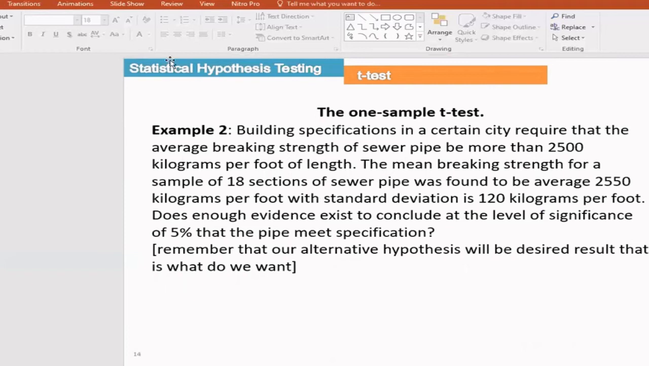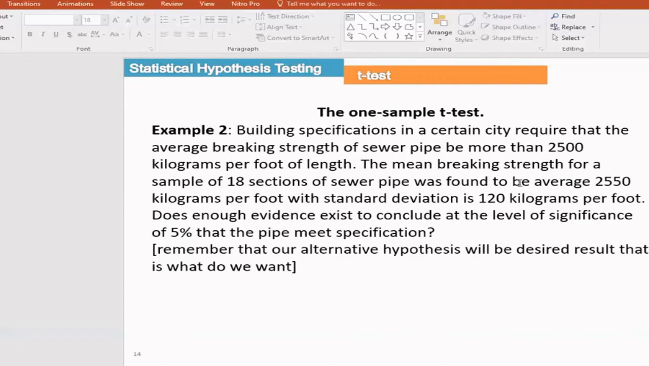Now let us do another example of t-test. The test we did was the two-tail test. Now let us see another example. It is given that for a building specification, the strength of the sewage pipe will be 2,500 kilograms per foot of length. So this is the given specification of the pipe.